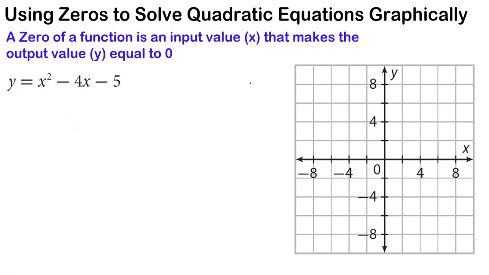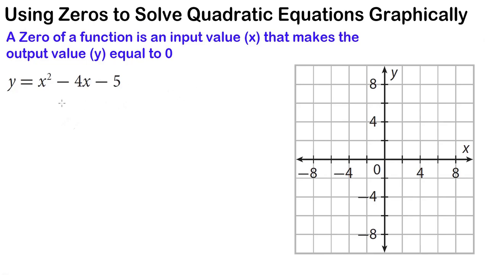In this video, we're going to discuss using zeros to solve quadratic equations graphically. So what is a zero? Well, the zero of a function is an input value, or x, that makes the output value of the function, or y, equal to 0. The best way to understand this is to go ahead and graph this function, y equals x squared minus 4x minus 5, and see what these zeros look like.